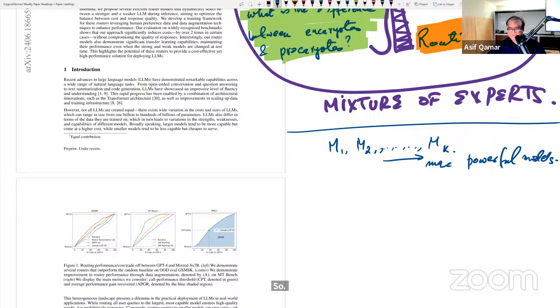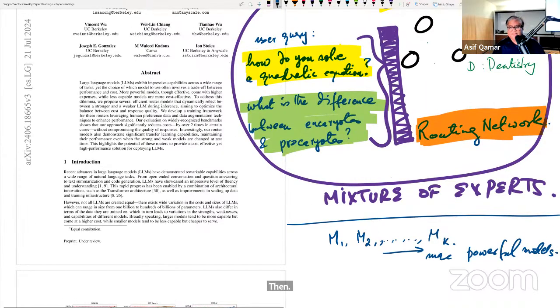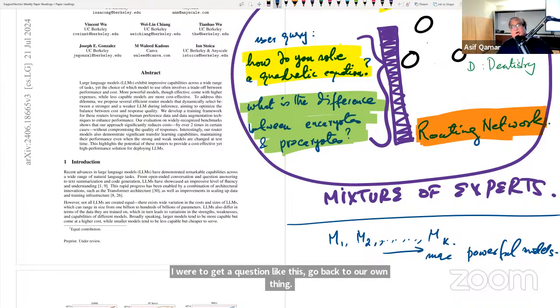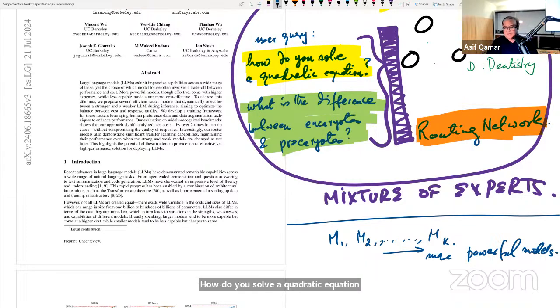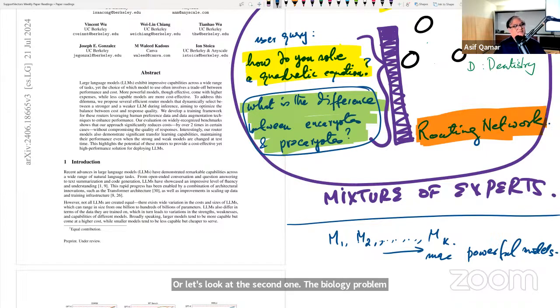So then you ask yourself this question. If I were to get a question like this, let's go back to our own thing. How do you solve a quadratic equation? Is it a problem that a small model can solve, or do I need the biggest, most powerful model? Or let's look at the second one, the biology problem. What is the difference between eukaryotes and prokaryotes?